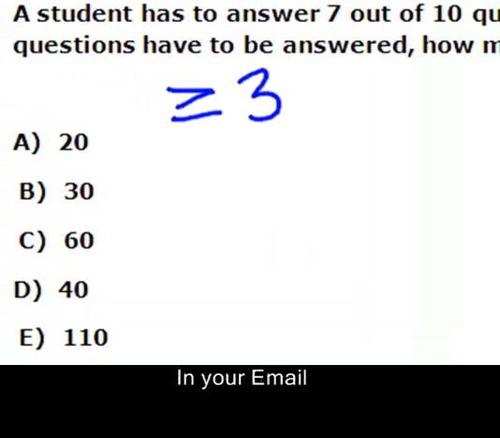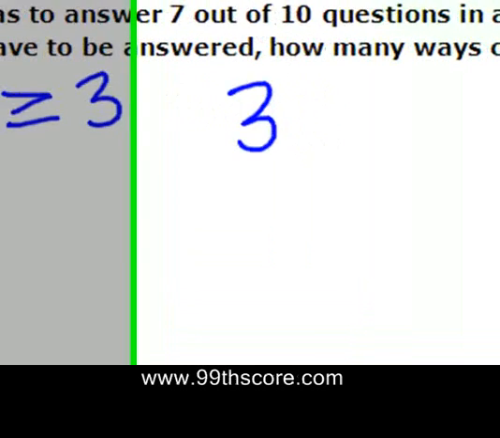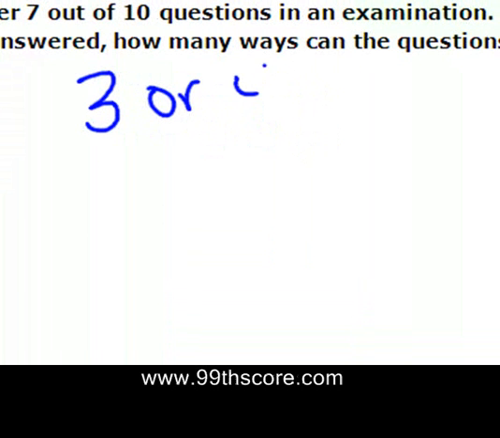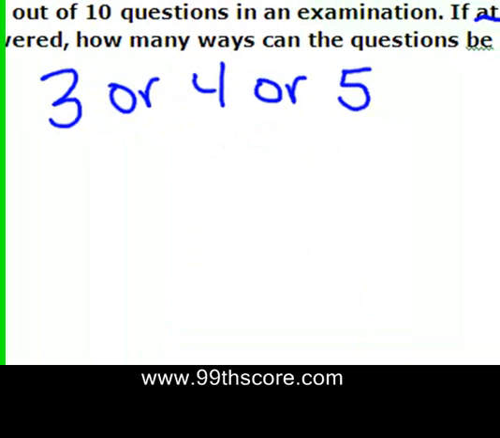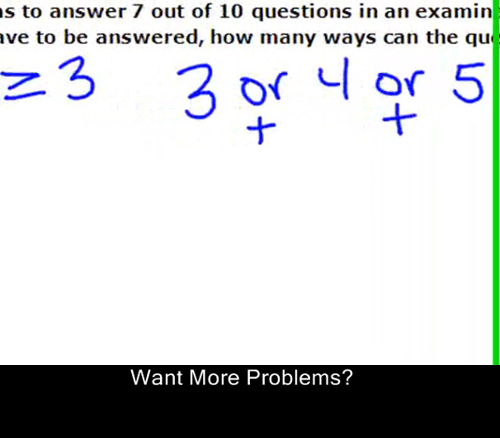Here we want at least 3. Basically this means 3 or 4 or 5 out of the first 5 questions. At least 3 means 3 or 4 or 5 out of the first 5 questions. We also know that "or" typically means addition.